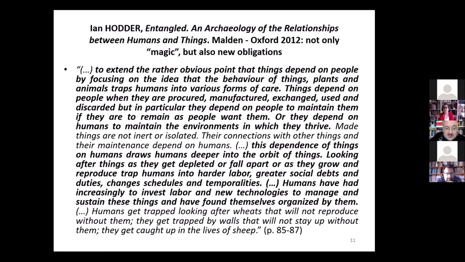So he's stating, to extend the rather obvious point, that things depend on people by focusing on the idea that the behavior of things, plants, and animals traps humans into various forms of care. Things depend on people when they are procured, manufactured, exchanged, used, and discarded, but in particular, they depend on people to maintain them if they are to remain as people want them, or they depend on humans to maintain the environments in which they thrive. And this dependence of things on humans draws humans deep into the orbit of things.